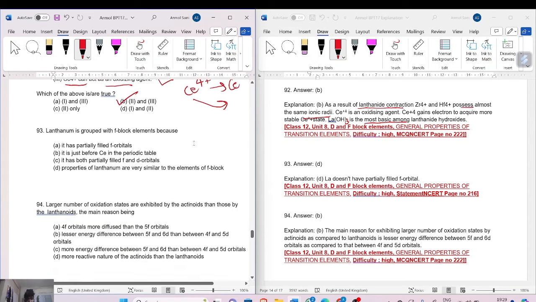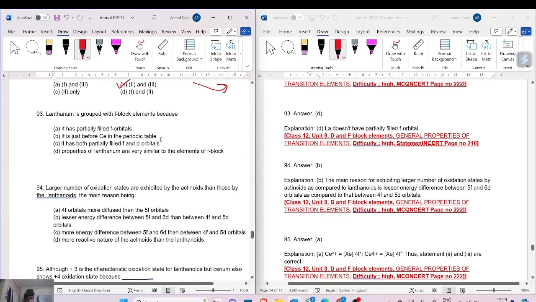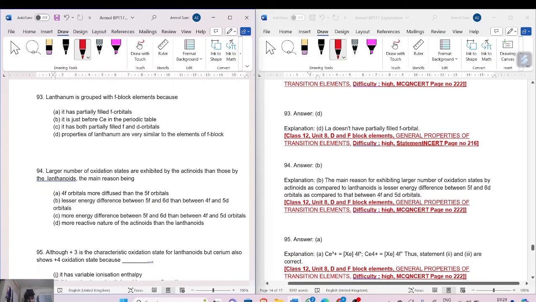Now come to question number 93. Lanthanum is grouped with F block element because... Why is lanthanum grouped with F block element?